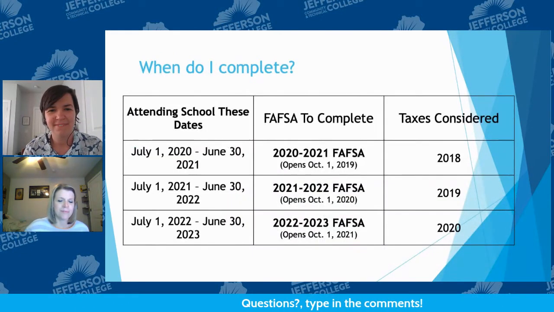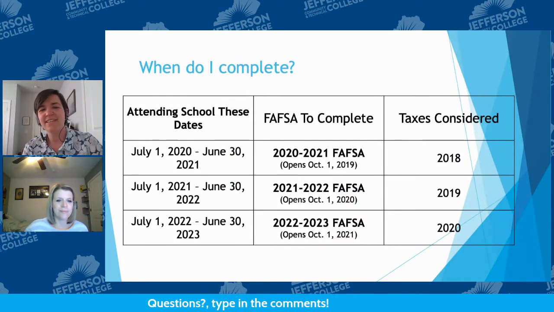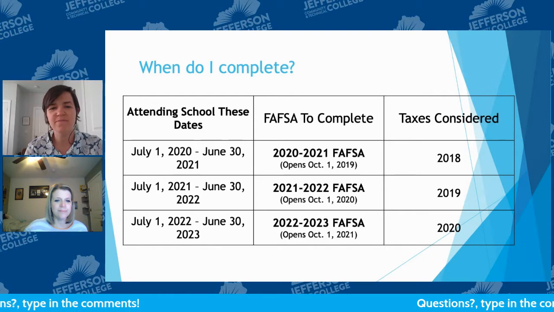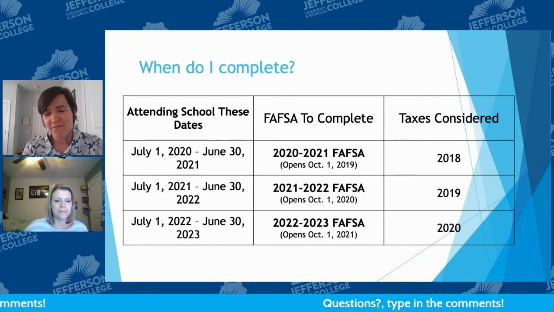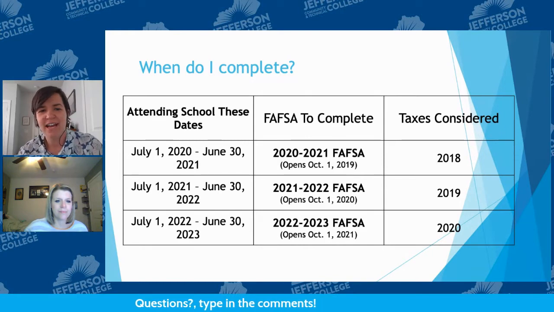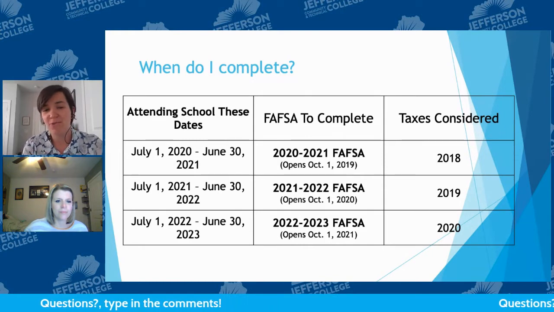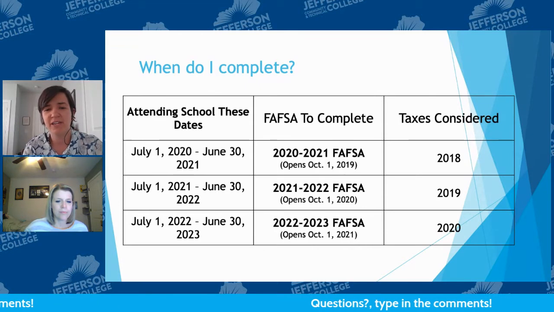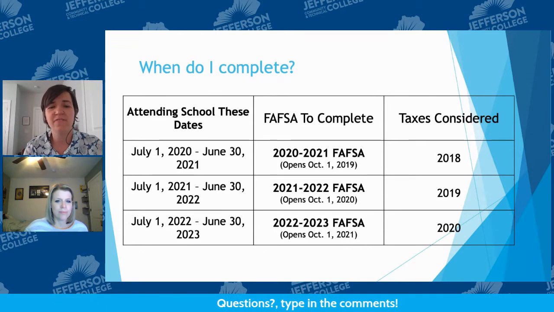Completing the FAFSA is an application that you have to complete each year that you want to attend school. For example, the current school year we're in is July 1, 2020 to June 30th, 2021, and you would have completed a 2020-2021 FAFSA.